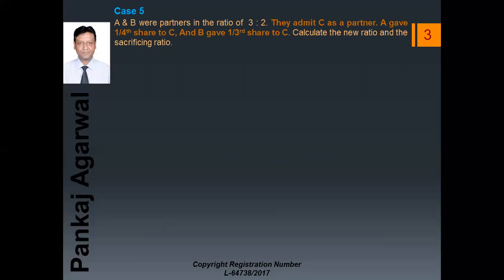In this particular question, the ratio of the new partner is not given, but it is given that A will be sacrificing, that is, A gave 1/4 share to C. Here the emphasis is on "A gave 1/4 share to C." It's not said that A gave 1/4 of his share. So in this point, 1/4 is the directly given sacrifice of A for C, and B gave 1/3 share to C; 1/3 is the sacrifice made by B in favor of C. So in this question, A and B were the old partners, C is the new partner.